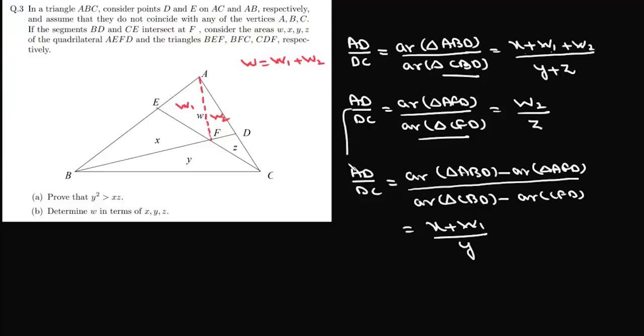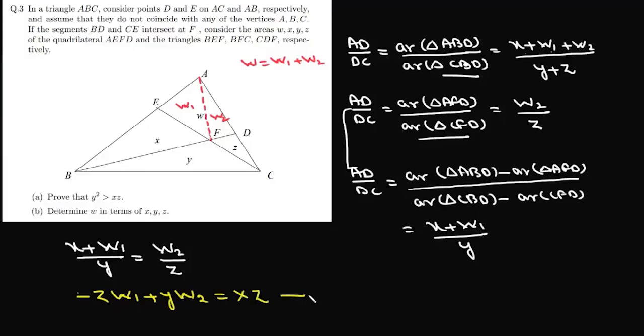And if we equate these two, we can write (X plus W1) upon Y is equal to W2 upon Z, or we can simply write minus ZW1 plus YW2 is equal to XZ, and that's our first result.